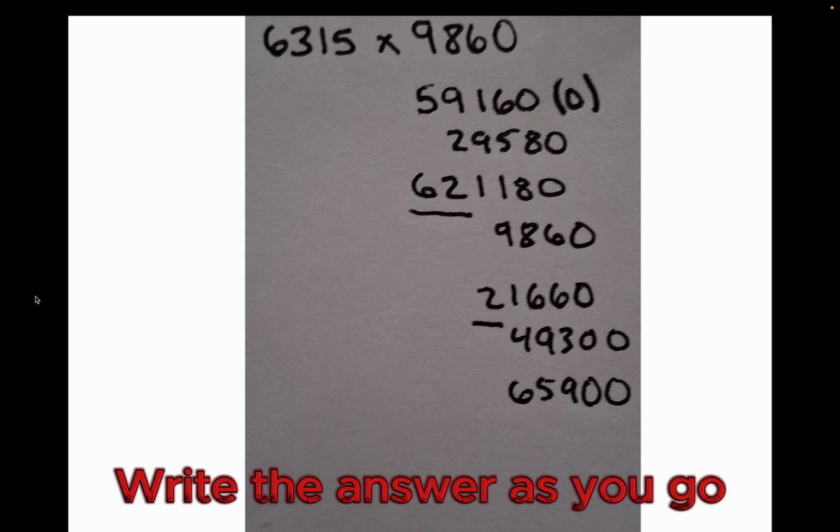Now, since we've reached the end, those are the remaining digits in the answer. So we've written down 622. The next 5 digits are 65900, and we have solved the question using the school method to arrive at 62,265,900.